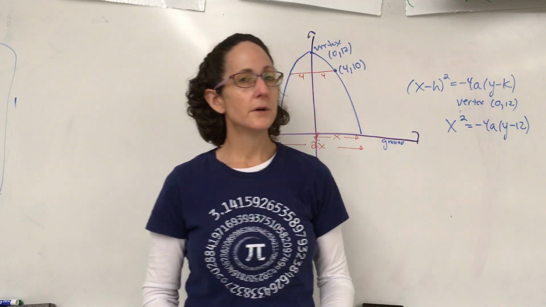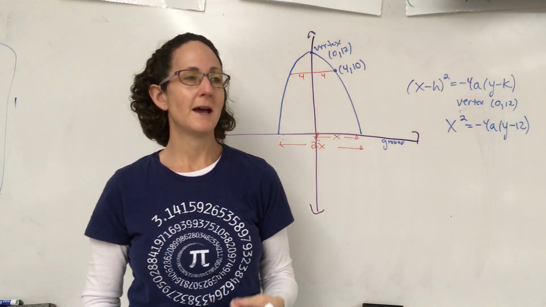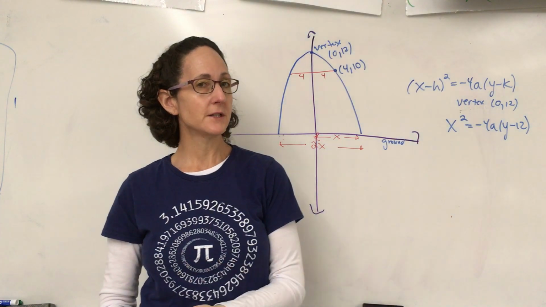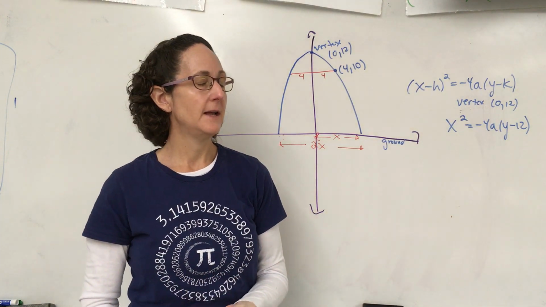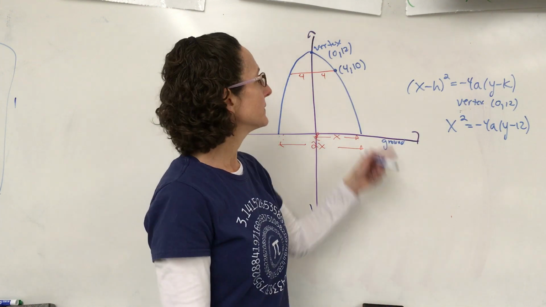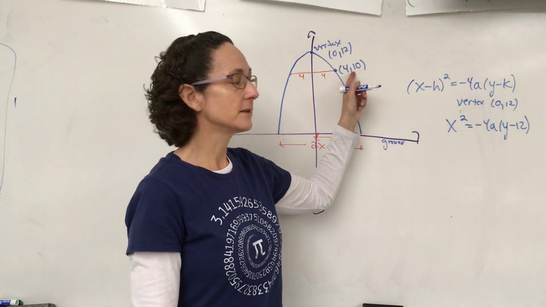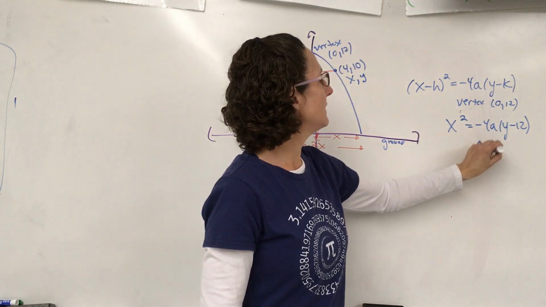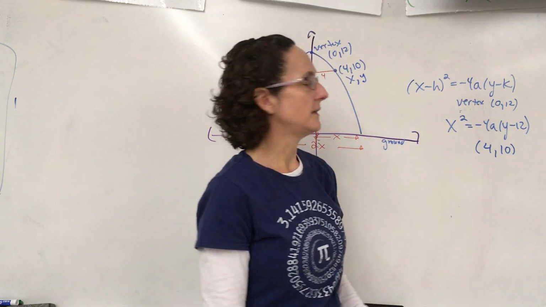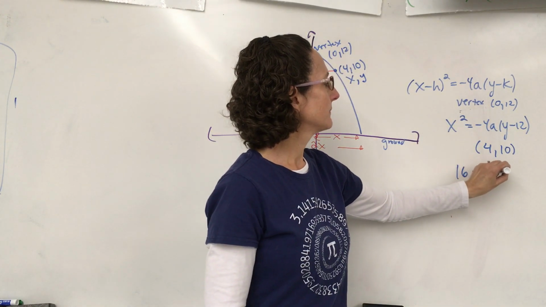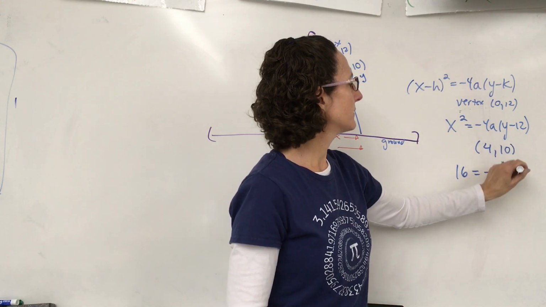In order to have an equation, you have to find a. If they don't give you a, like we did in the flashlight problem, you have to find it. And how you find it is by picking a point that you know. So lucky for us, we have a point. This is x, this is y. So we're going to plug in the point (4, 10). The 4 goes where the x is, and the 10 goes where the y is.